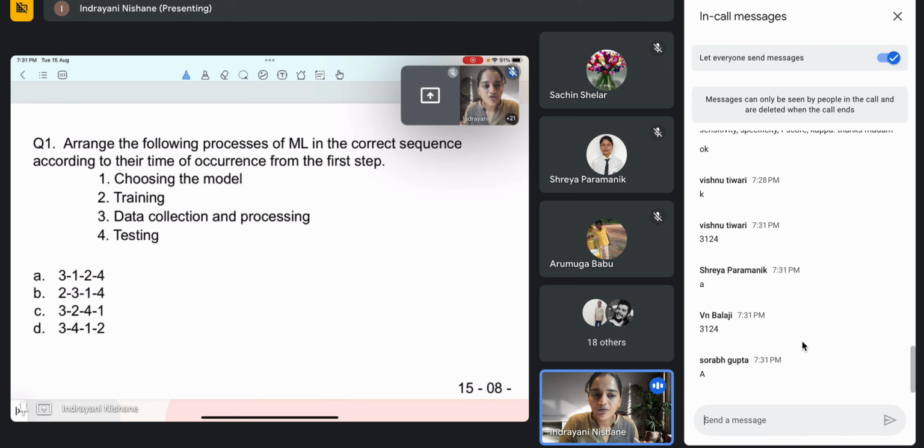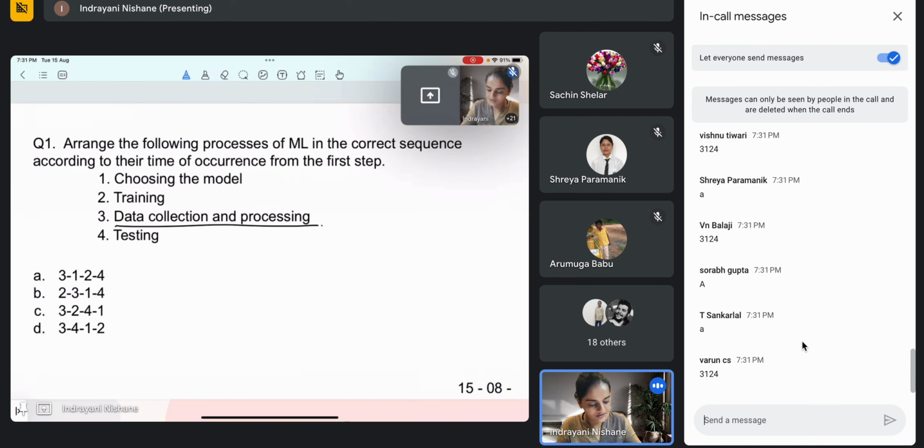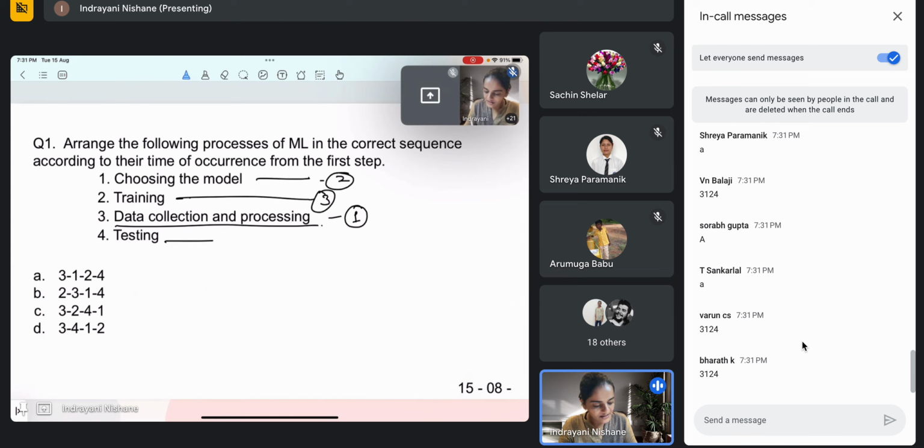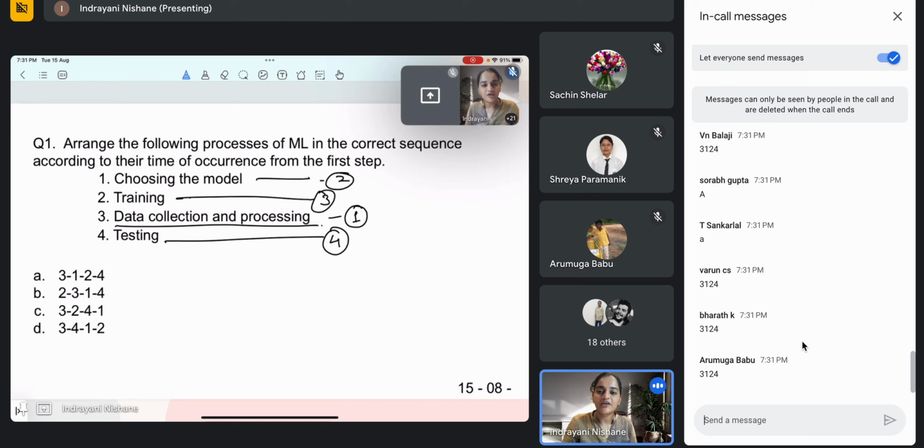Most of you are saying option A, 3, 1, 2, 4. So 3 is data collection and pre-processing. Of course, this goes first. Then choosing the model. Yes, we need to choose our model. Then we need to train our model, and then we need to test our model. So this is the correct sequence: data collection and pre-processing, then we choose the model, then we train the model, and then we test the model.